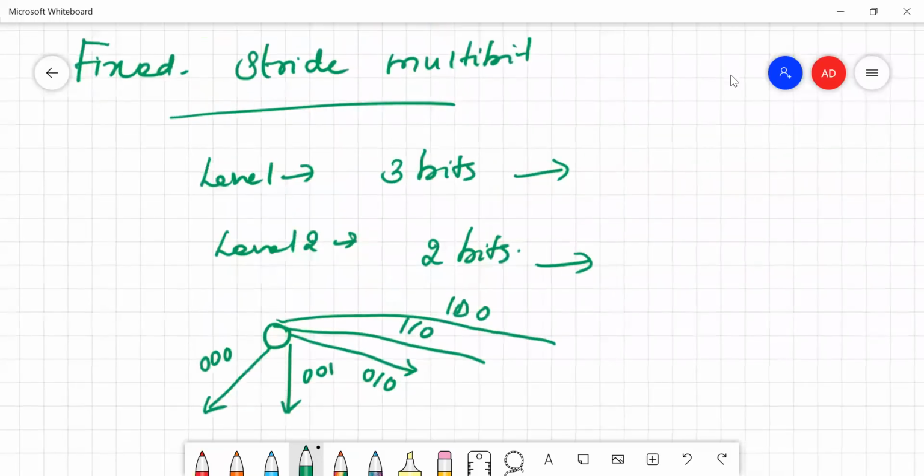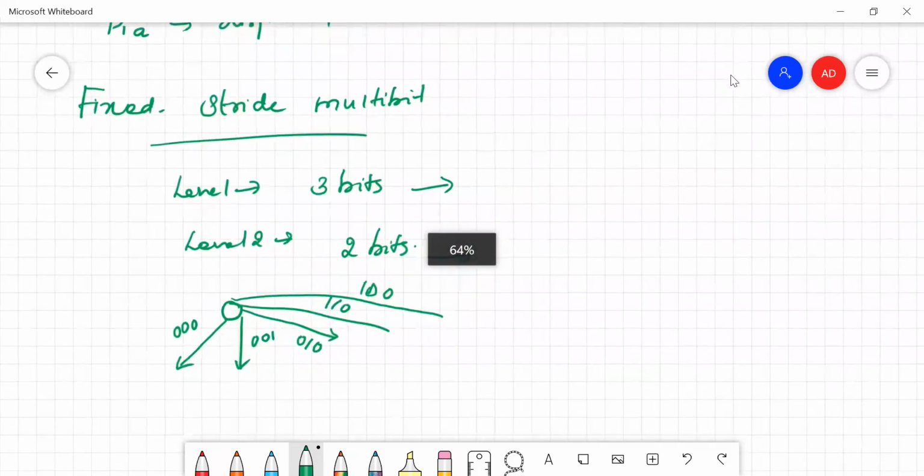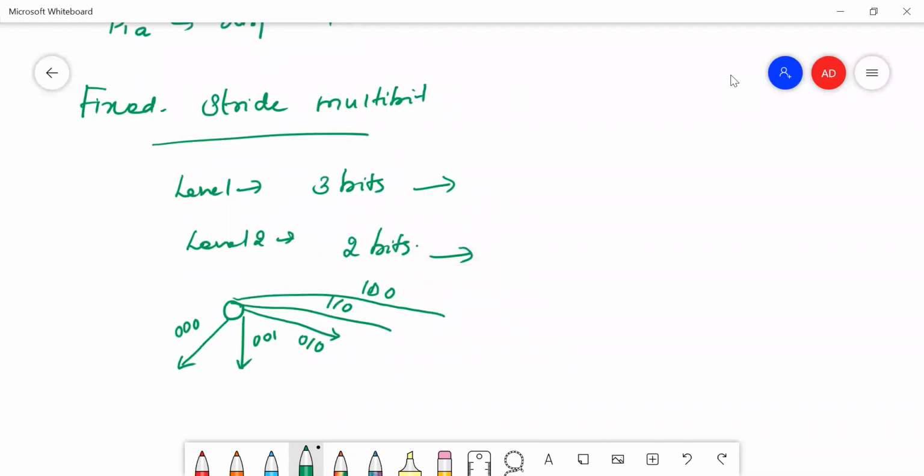So we are seeing the fixed stripe multi-bit trie. In each level, we are going to have a fixed number of bits given as the stripe. As written here, level 1 is taking 3 bits for all the branches. Level 2 is now fixed with 2 bits. So we can always see a 3-bit expansion at level 1 and a 2-bit expansion at level 2.